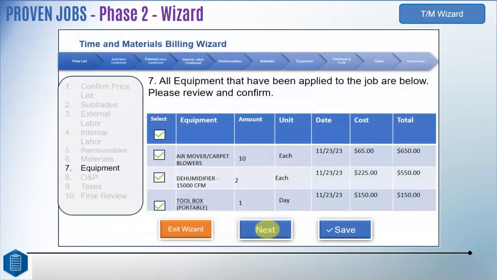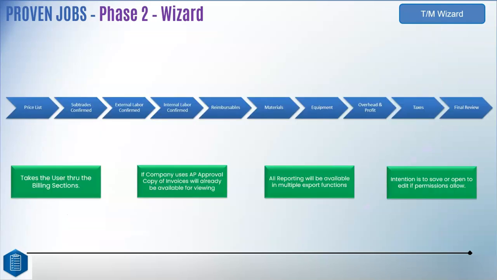Then it's going to associate all the equipment that you have allocated to the job. Now we are going to be adding into this time and materials billing wizard a couple of modifications based on some feedback that we have gotten recently, which will apply some additional logic here that you can put in company settings dedicated to how you bill your equipment specifically. It's going to walk you through the entire process. So it takes you through the entire billing section. If your company uses our AP approval process, copies of the invoices will already be available in your attachments sections and available for viewing. And all reporting will be available in multiple export functions.